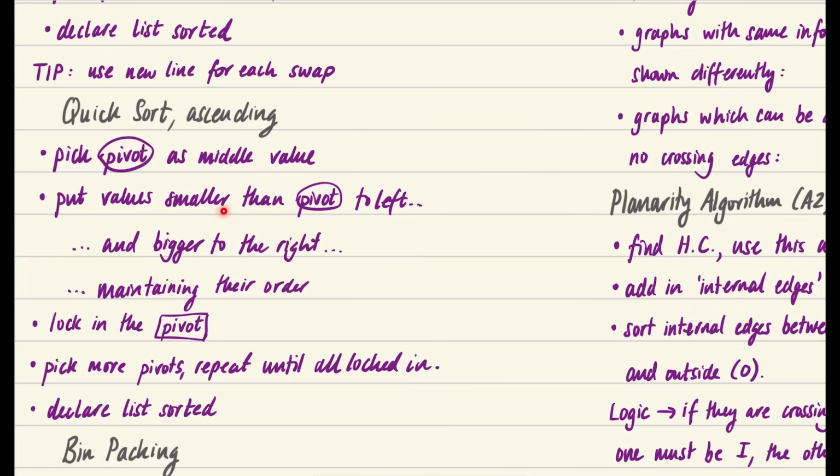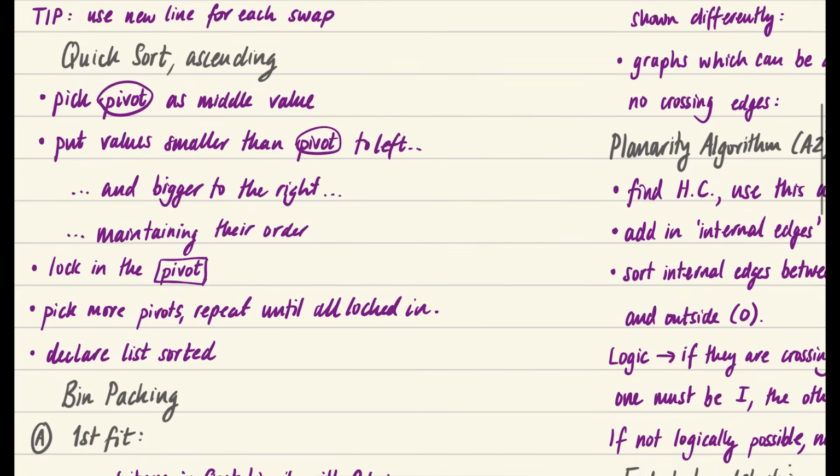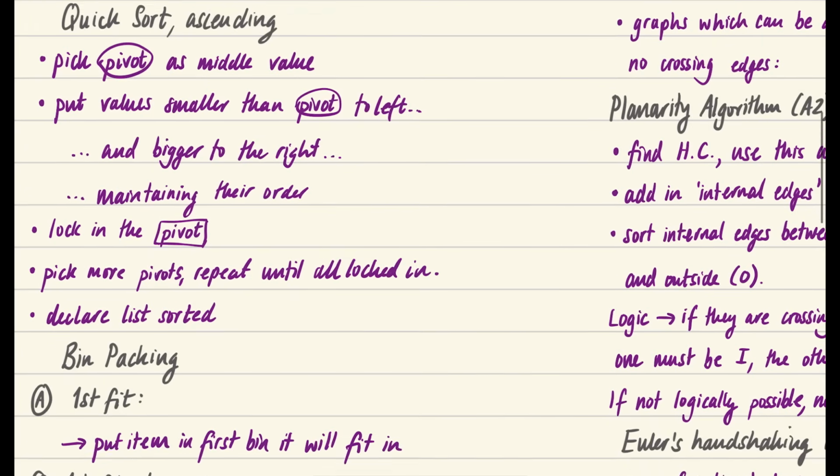And then what you do is you put the values that are smaller than the pivot to the left and bigger to the right, but you must make sure you maintain their order. You don't want to actually do multiple sorts. You only want to put them in the original order they were in, smaller to the left and bigger to the right. Then you can lock in the pivot by changing it from a loop around it to a rectangle. Again, that's just my notation for doing this. After you've locked that in, you're then going to pick more pivots, one on either side of that original pivot, and you repeat this until all of the pivots become locked in, where they have these rectangles around them. And then again, at the end, you can declare the list sorted.